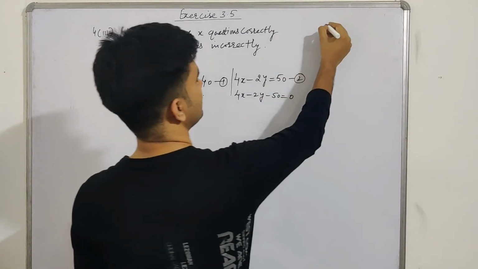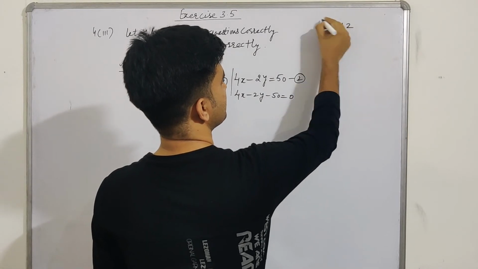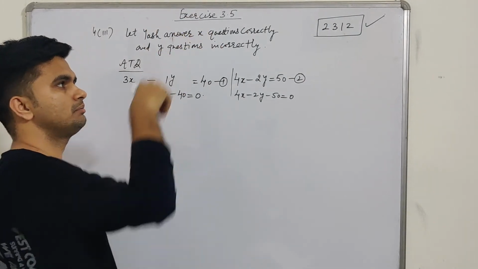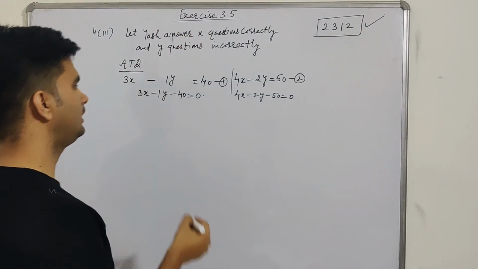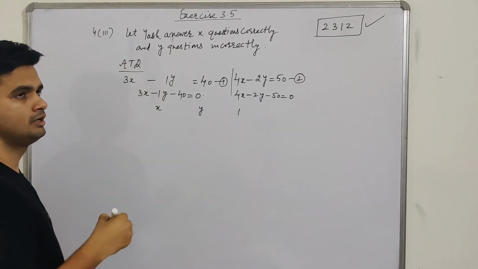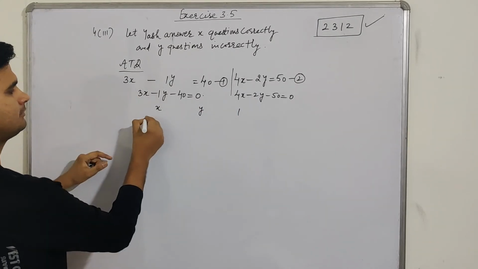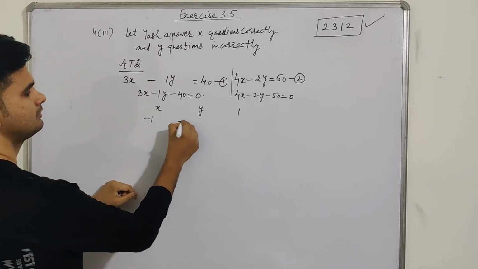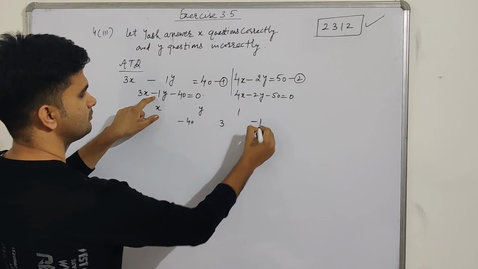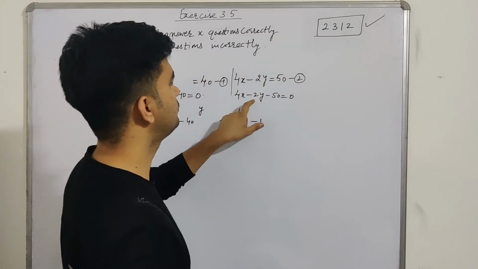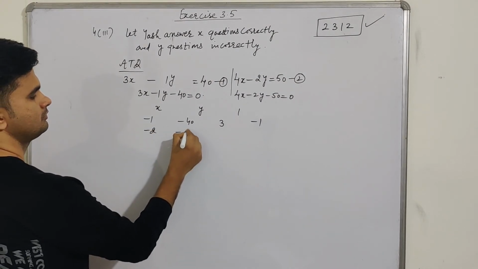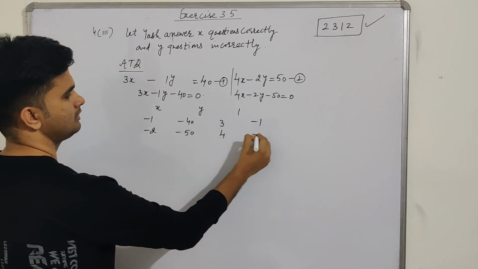In the cross multiplication method, you must keep this 2, 3, 1, 2 in your mind. X, Y, 1. 2, 3, 1, 2 means second term, 3, third term. 1, first term. 2, first term. Then 2, 3, 1, 2.